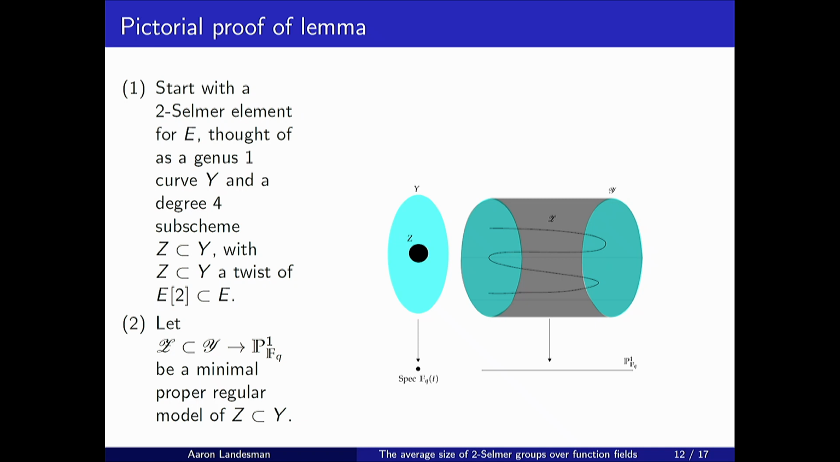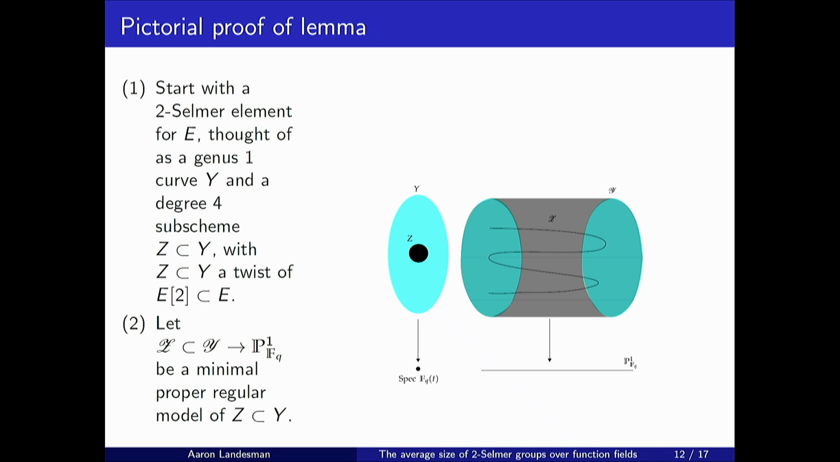We start with our two Selmer element. But what's a two Selmer element? I defined it quickly at the beginning, but it's basically some torsor for the two torsion of E with some conditions. It will map into a genus 1 curve canonically, and so you can realize this torsor for the two torsion as some degree 4 scheme Z inside a genus 1 curve Y. But not an elliptic curve, I don't have a point, just a genus 1 curve.